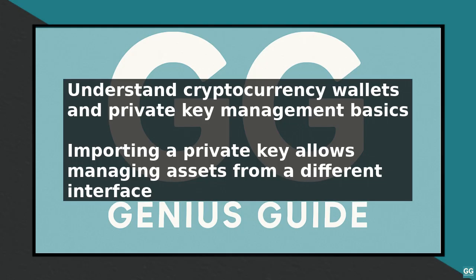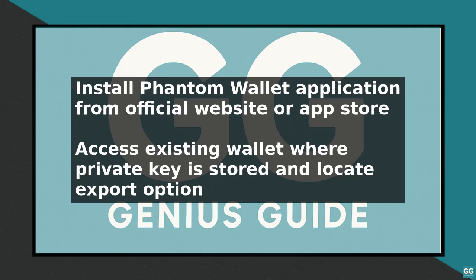First, ensure you have the Phantom Wallet application installed on your device. If you do not have it, download and install it from the official website or app store. Next, access your existing wallet where your private key is stored. This could be another Phantom wallet, a different cryptocurrency wallet, or a wallet provided by an exchange.